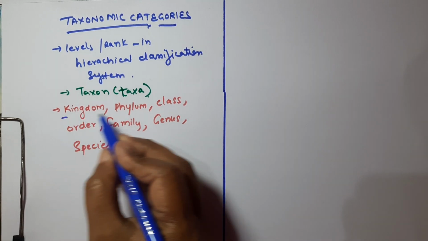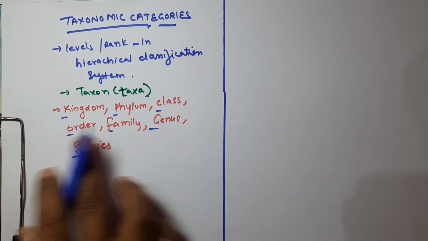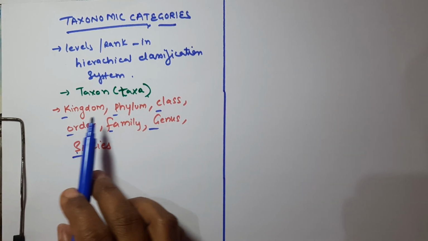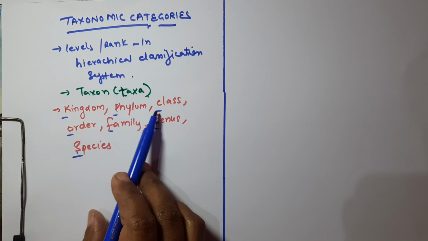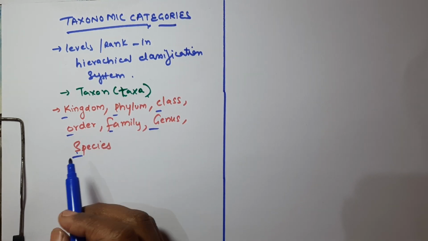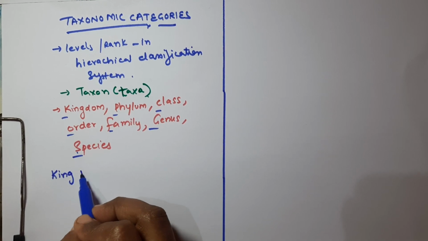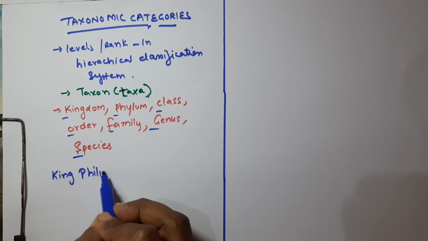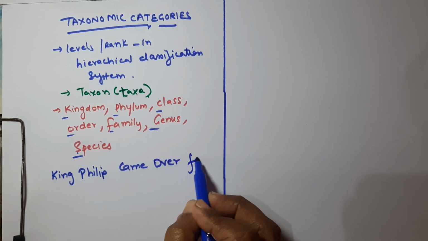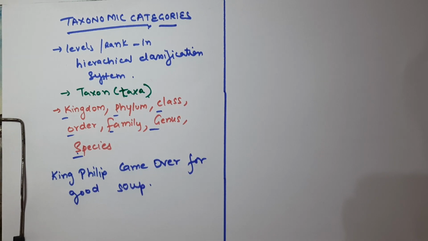Okay, so I will give you a shortcut to remember this, because this will be in the same order all the time. So the kingdom will first come, then the second will always be phylum, then third will be the class, the fourth will be the order, fifth will be the family, sixth will be the genus, and seventh will be the species. So you can just remember it like this, that the King Philip came over for good soup. Okay, King Philip came over for a good soup.